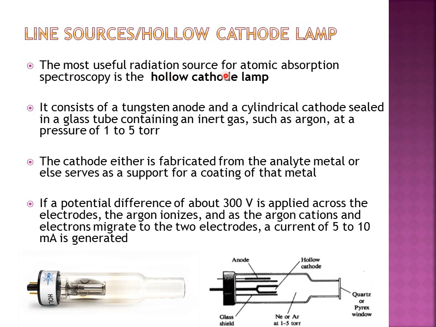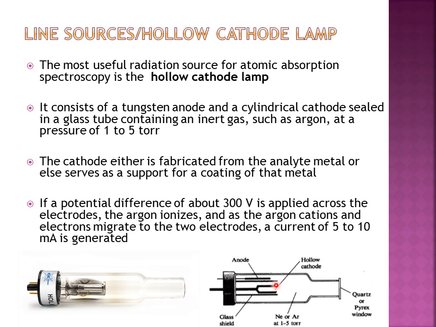The most useful radiation source for atomic absorption spectroscopy is the hollow cathode lamp, and it looked like this one. It consists of a tungsten anode and a cylindrical cathode. You can see the anode, which is made up of tungsten, and a cylindrical cathode, and both of these are sealed into a glass tube. This tube contains an inert gas, neon or argon, that has been filled inside at the pressure of 1 to 5 torr.